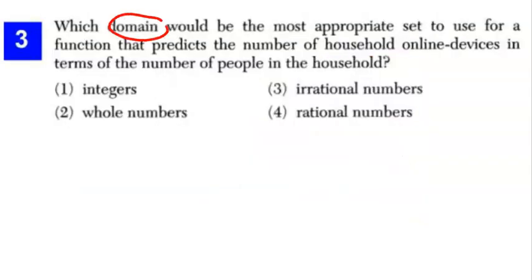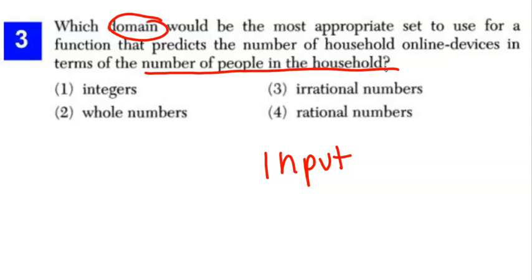Number 3 asks you about the domain. The domain is an input. And the first thing you always ask yourself about inputs is, can it be negative? So let's see what they're talking about here. A function that predicts the number of household online devices in terms of, this is the x value, the number of people in the household. So can people be negative?